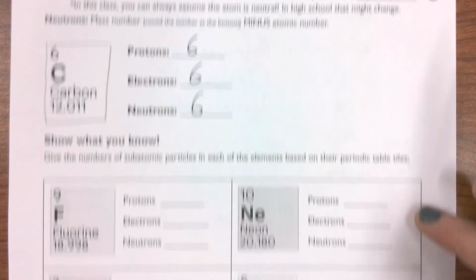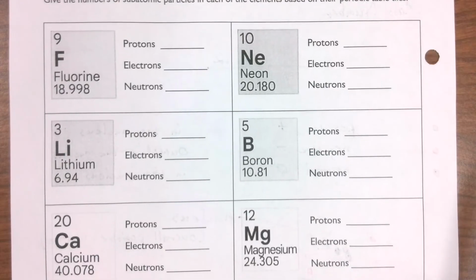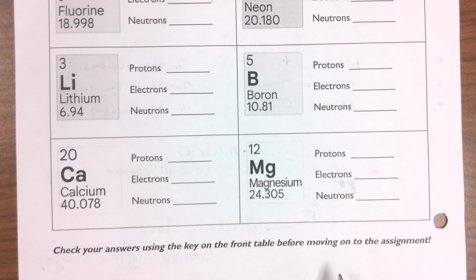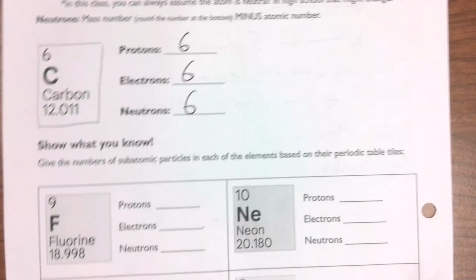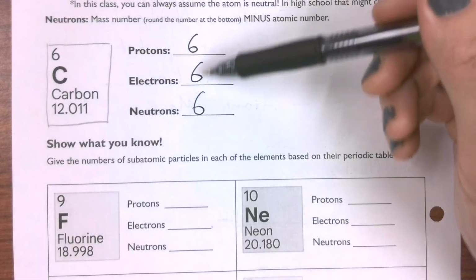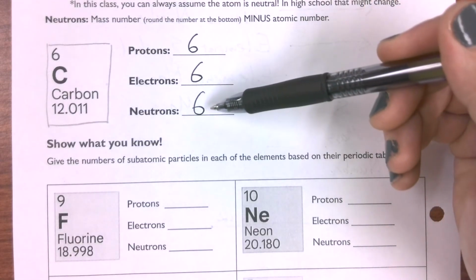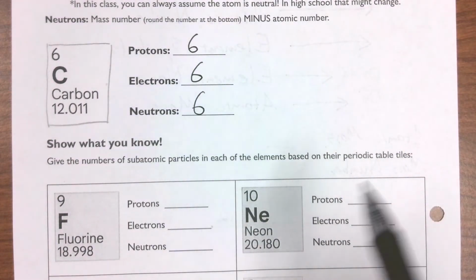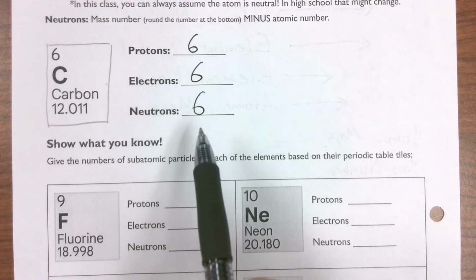Now, there's a show what you know space down here. I want you to solve these and come up and check your answers before you move on to the next thing. One thing I want to warn you about, though, you'll notice that the protons, electrons, and neutrons are all the same in this example, in carbon. That's not always the case. It often will be the case, but not always.